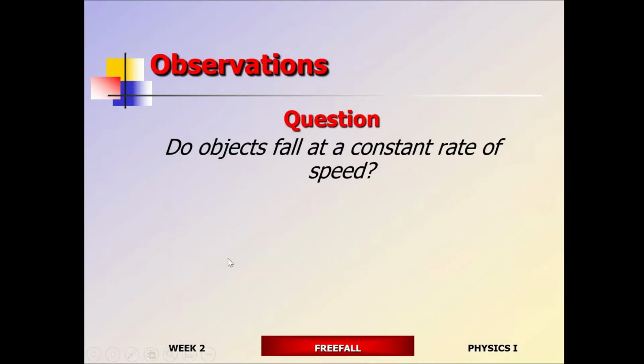So falling objects. Do they follow a constant speed or do they accelerate? What do you guys think?